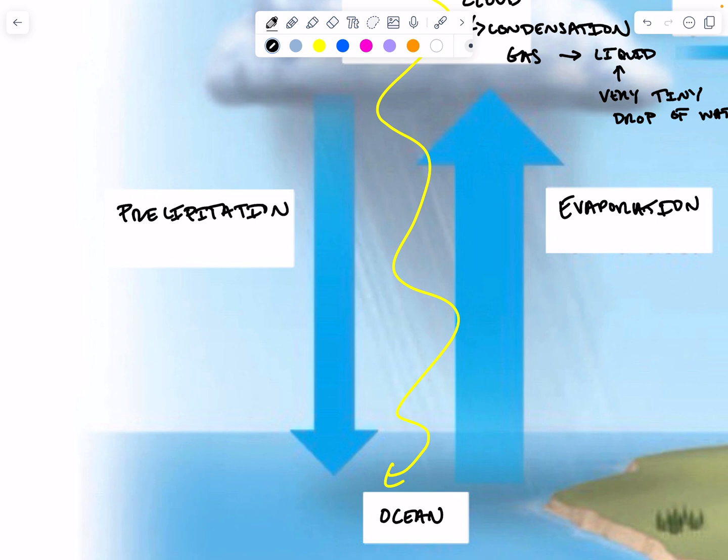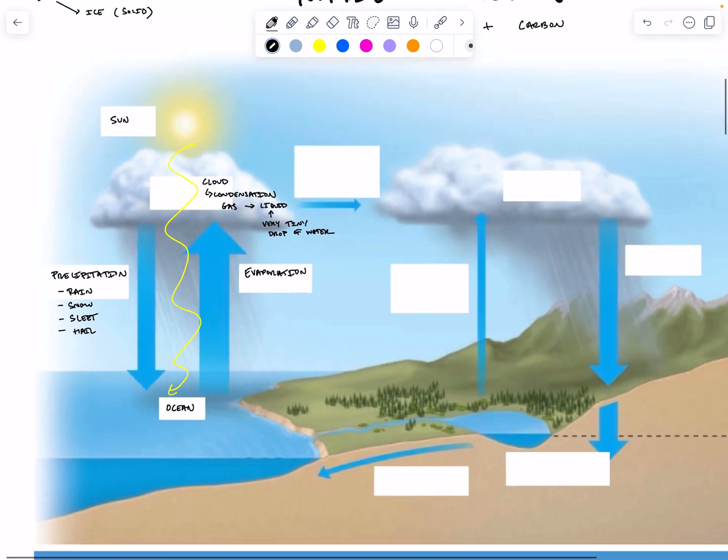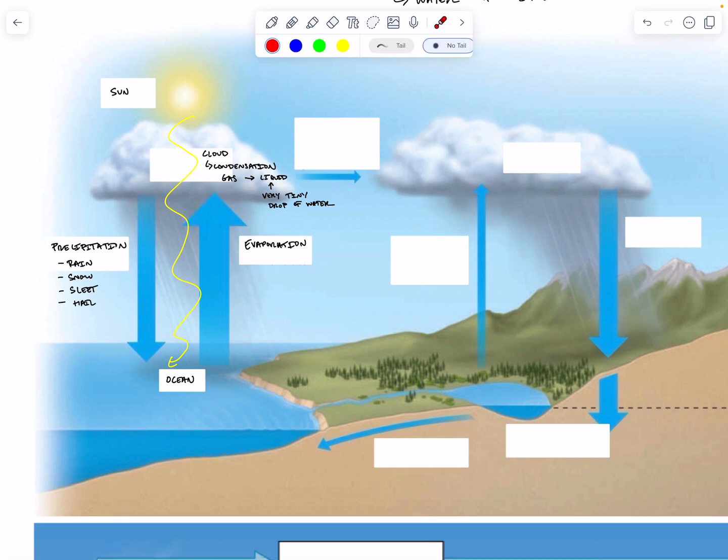And precipitation can come in many different forms. It can be rain, it can be snow, it can be sleet, which is kind of like a rain snow, or it could be hail, which is ice. But an important thing to notice about the water cycle around the ocean is that the amount of evaporation is greater than the amount of precipitation. So evaporation is larger than precipitation.